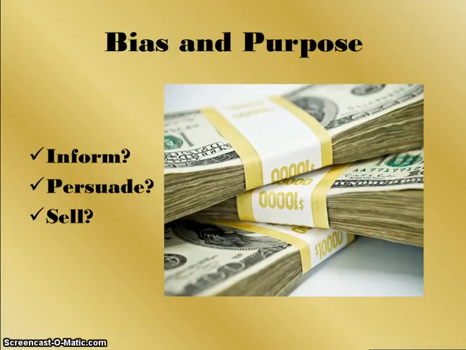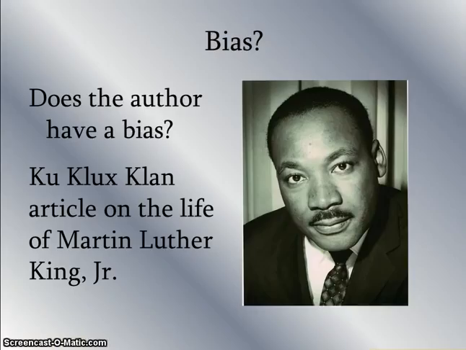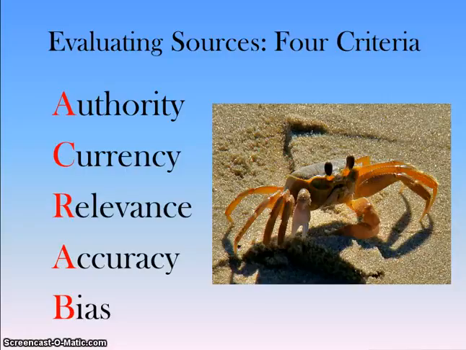Finally, you need to consider whether the author or creator has an agenda or bias. Is he or she trying to inform, to persuade, to sell? This relates to bias. Consider the example of a Ku Klux Klan leader writing an article about Martin Luther King. Based on his association with the Ku Klux Klan, it's highly likely that he's trying to portray King in a negative light, and then persuade you to feel the same way. Remember, think of a crab when you come upon a resource: authority, currency, relevance, accuracy, and bias.